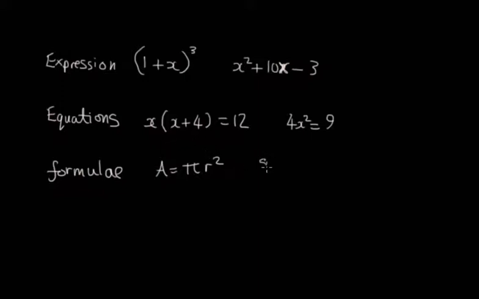Another example of a formula would be s equals ut plus a half at squared. This is the formula for the distance travelled by something, if you have the initial speed u, the time t that it's going to be travelling, and a is the acceleration. So that's another example of a formula. So what we're going to be looking at is how to solve simple equations.